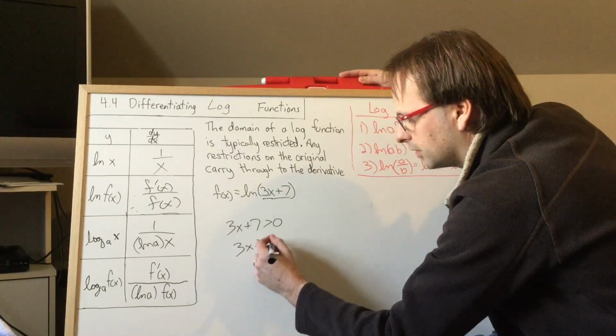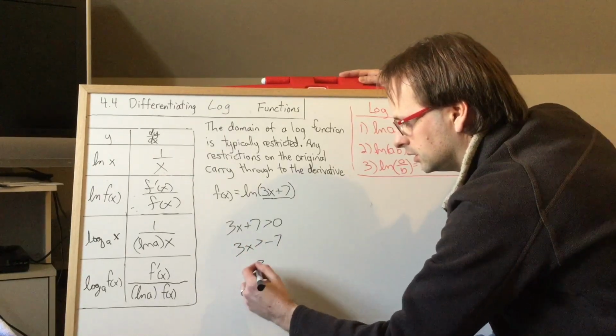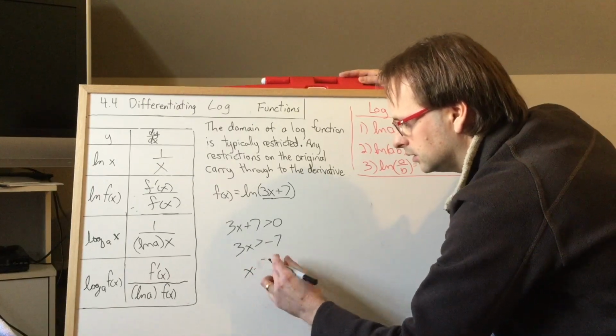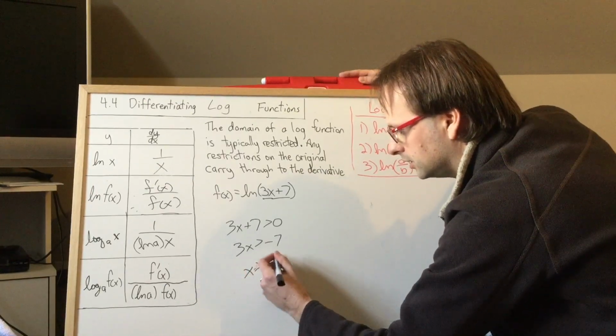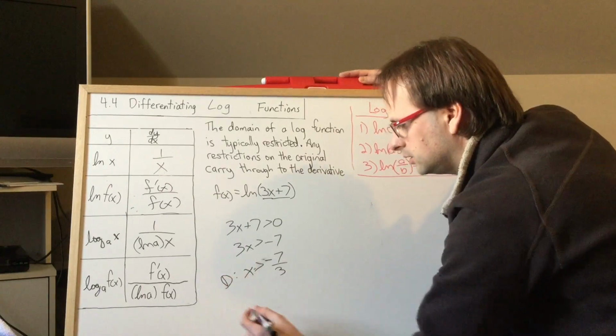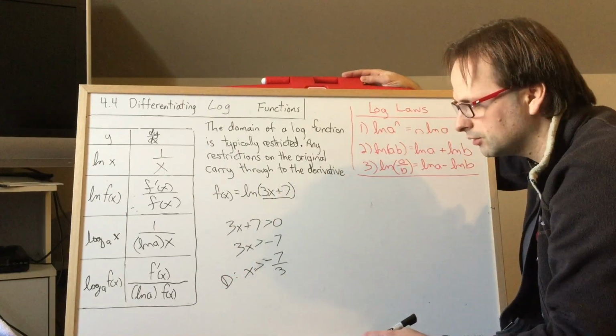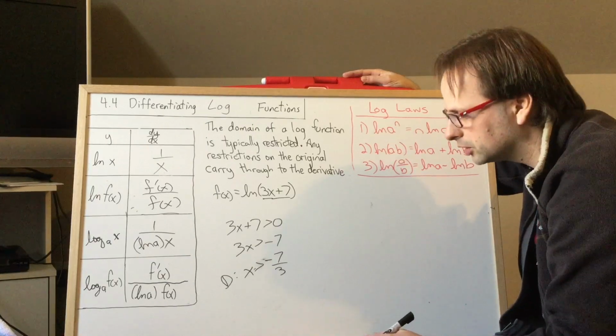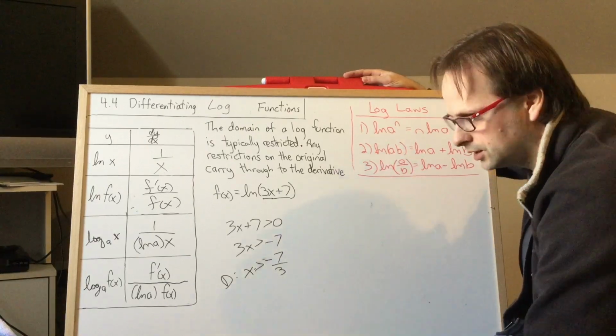And then you can solve that inequality and get x is greater than negative 7/3. That's the domain of this function. Everywhere it exists is at x values bigger than negative 7/3.